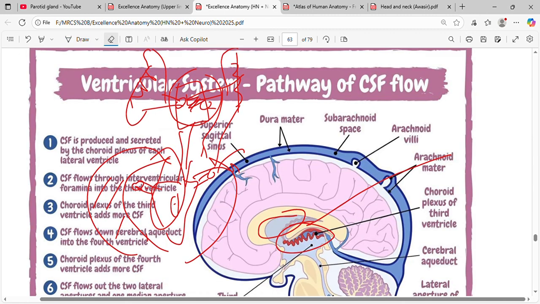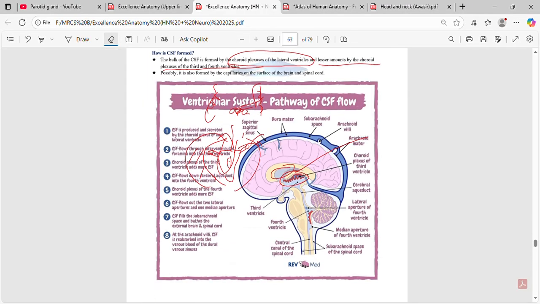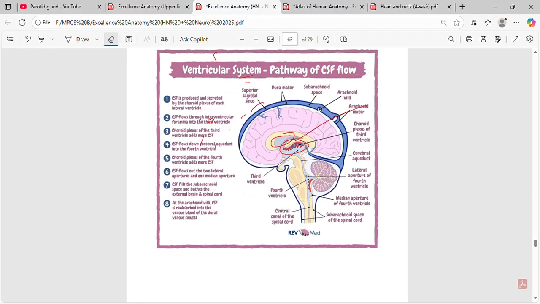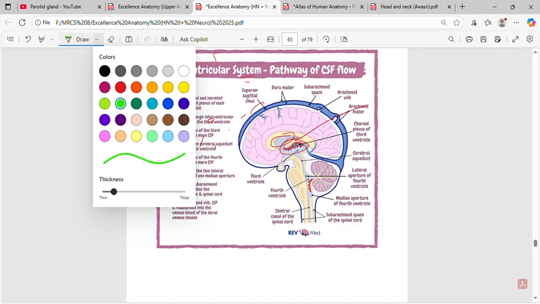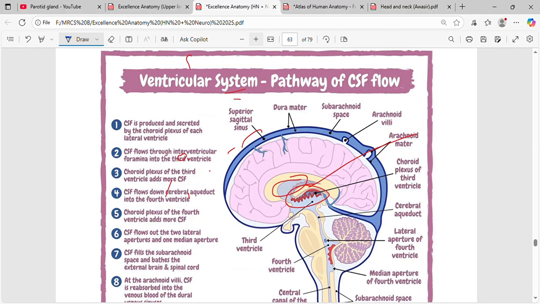Okay, so here we have, okay, now we will just follow this diagram. I will change this. Okay, so here we have this diagram.